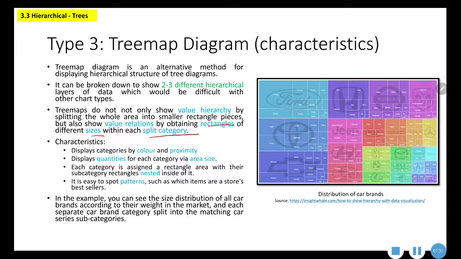So each category is assigned a rectangle area with its subcategory rectangles nested inside of it. For example, in Ford, okay, we have Ford Escape, Ford Explorer, Ford Focus, and so on.